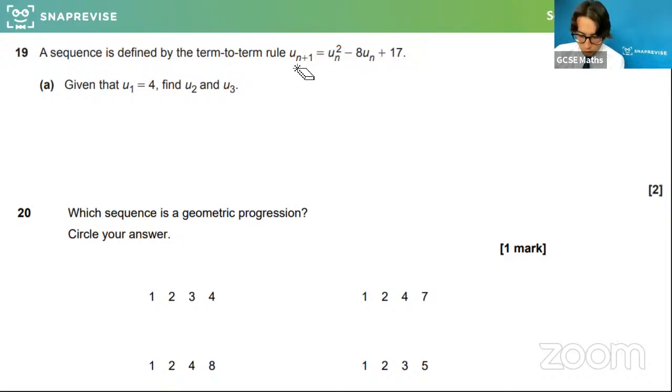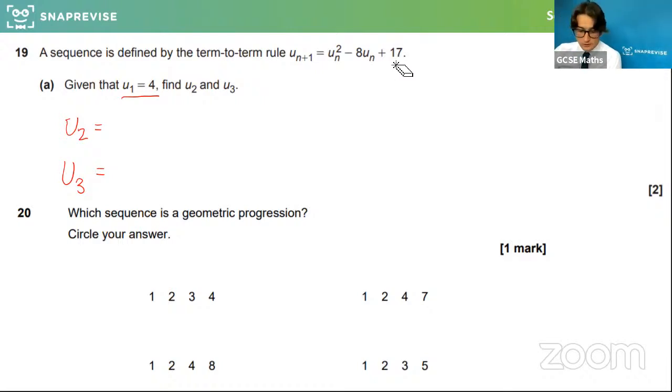So if you guys want to quickly give this a try and see if you can follow this notation, if the first term is 4, what do we reckon the second term would be equal to? So we're trying to find U2 and U3, term number 2 and term number 3, following this rule. So don't get too caught up on the notation, but have a little think.